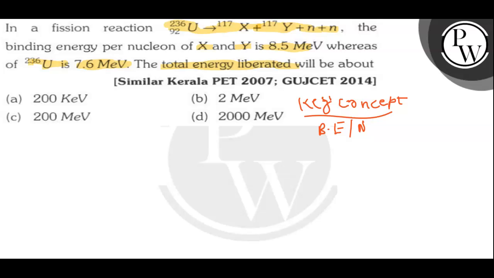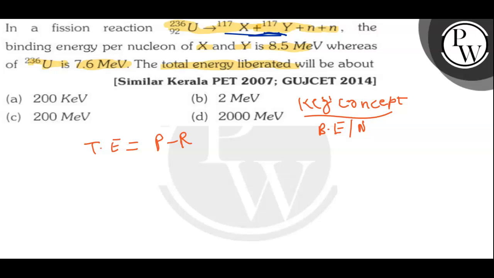So in this question, we have to find out the total energy liberated. How can we calculate the total energy? We calculate it as the energy of product minus reactant. So if we see the product, that is 117 of X and 117 of Y.